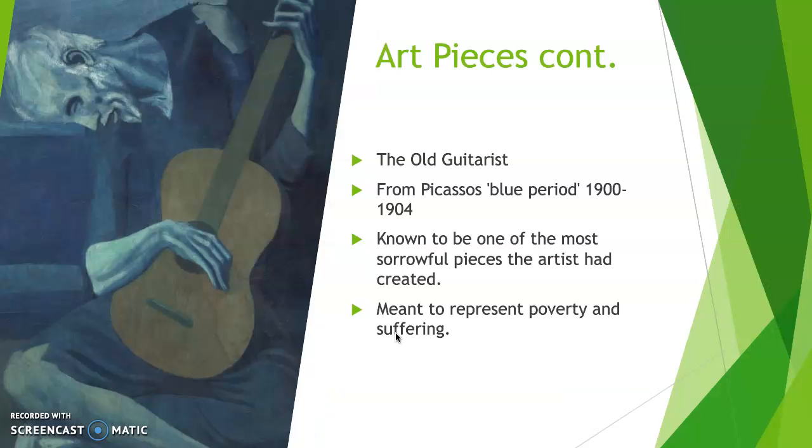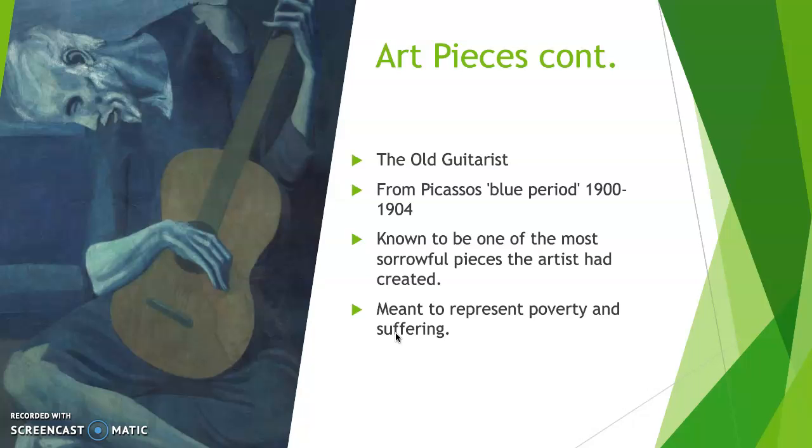This is an art piece that was from Picasso's Blue Period. It is said that the Blue Period followed the death or a suicide of one of Picasso's close friends. This specific painting from the Blue Period is called The Old Guitarist. It is known to be one of the most sorrowful pieces the artist had created, and it's also meant to represent poverty and suffering.